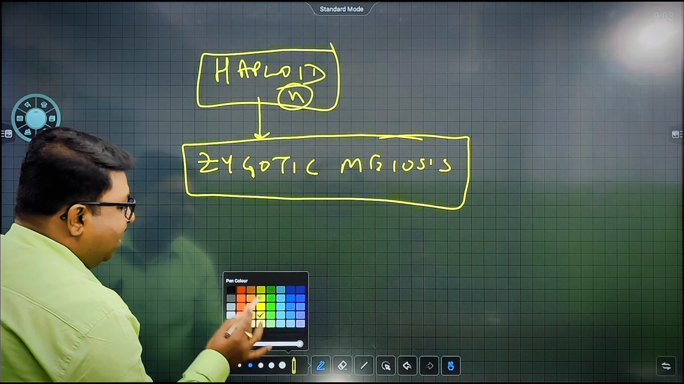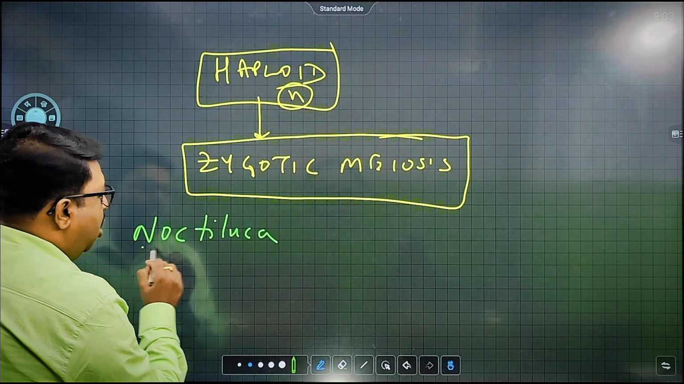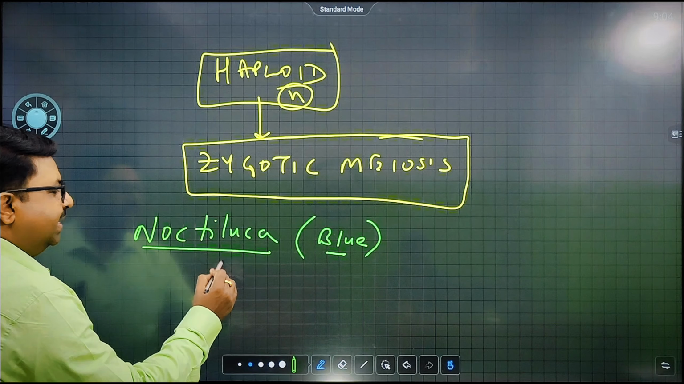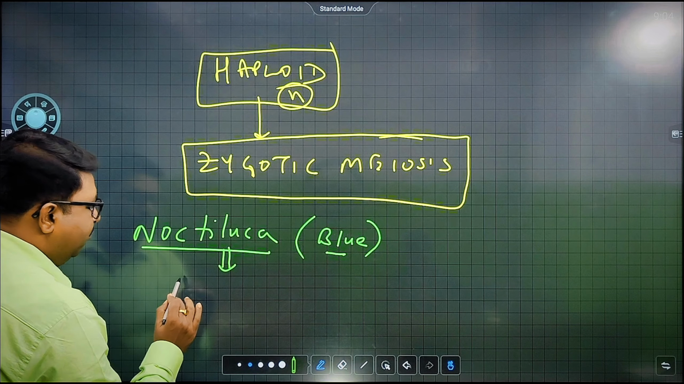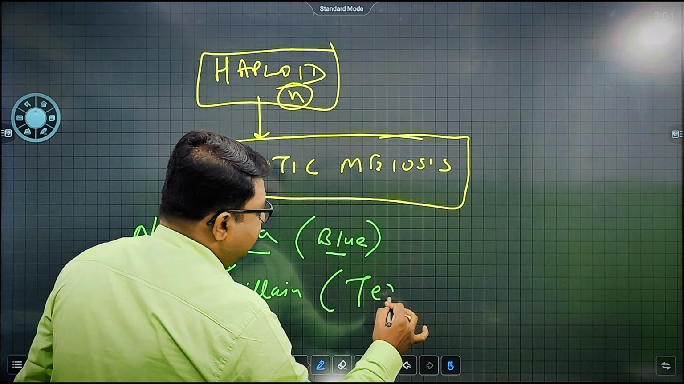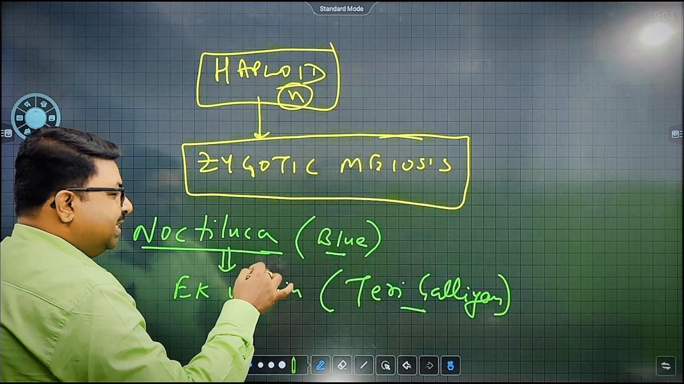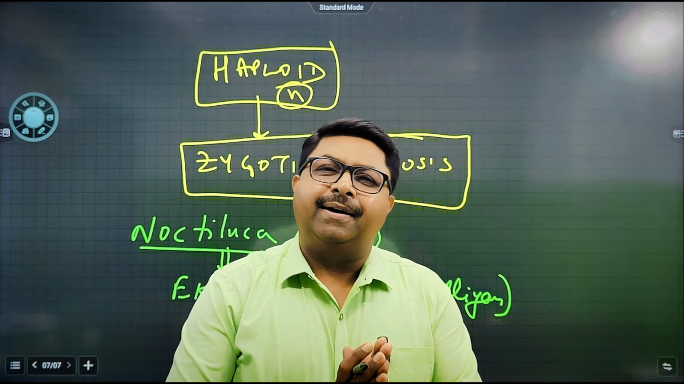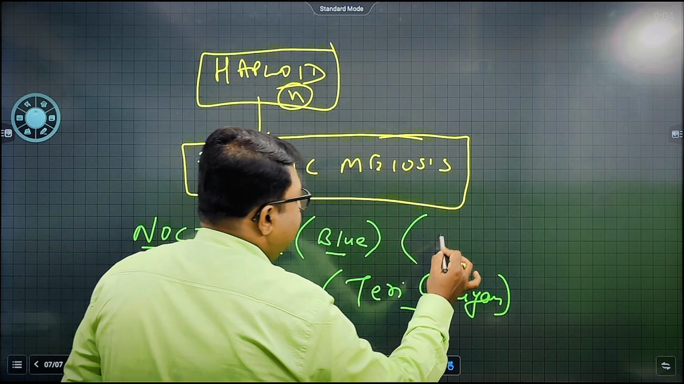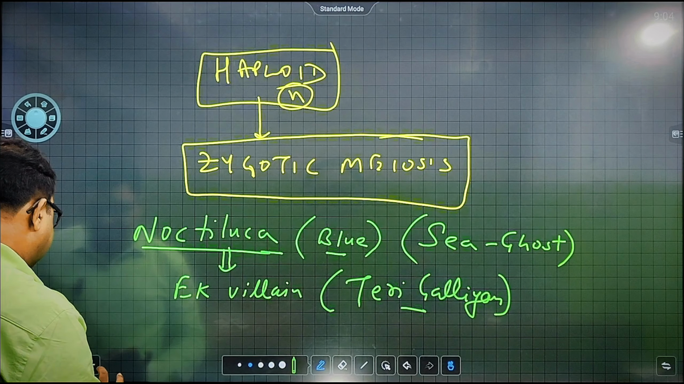Now again, very very important is Noctiluca. Noctiluca gives you a blue color. नॉक्टिल्यूका के बारे में वो जो मूवी है एक विलेन, उसमें वो जो फेमस गाना था तेरी गलियां, उस में सी बीच में वो ब्लू कलर का जो ऑर्गेनिज्म थे जो लाइट एमिट करते हैं ड्यूरिंग नाइट, एंड दे आर कॉल्ड एज सी घोस्ट.